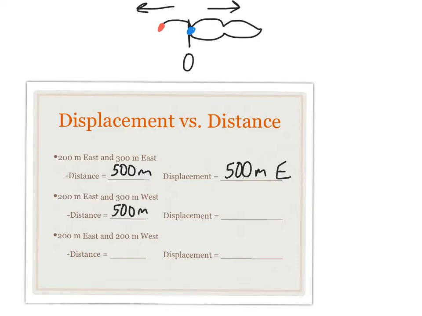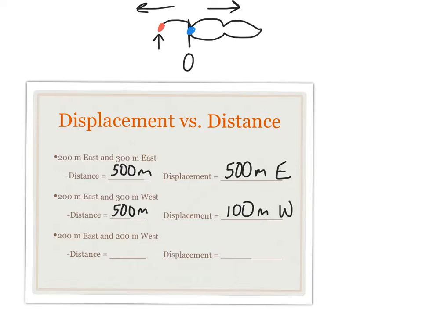My displacement, though, is the difference between my final and initial position. Well, here is my final position, right here at this red. That's 100 meters west of where I started. So my displacement is actually 100 meters, and my direction would be west. It doesn't matter that I went east first and then back west. I ended up 100 meters west of where I started.